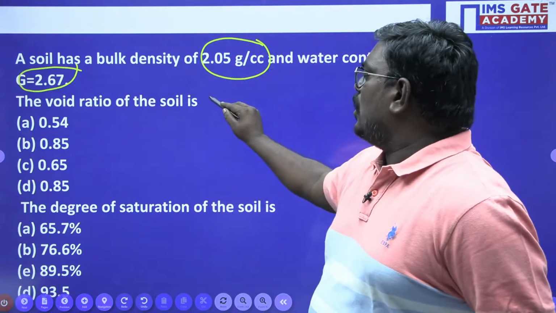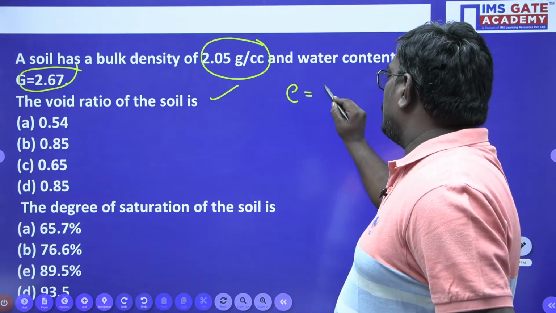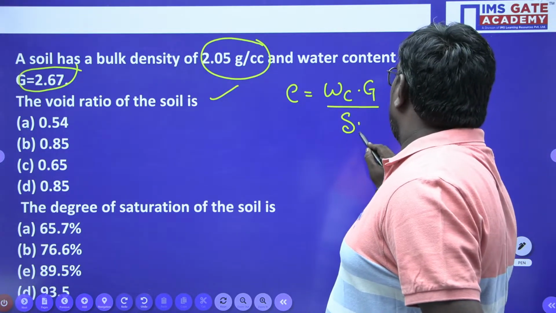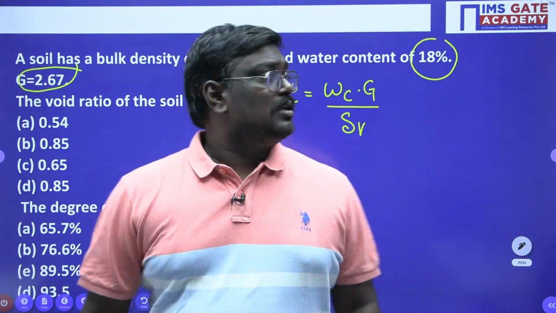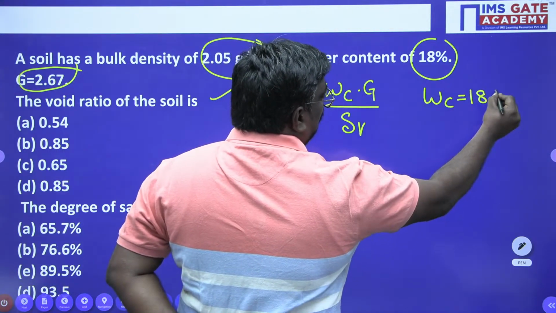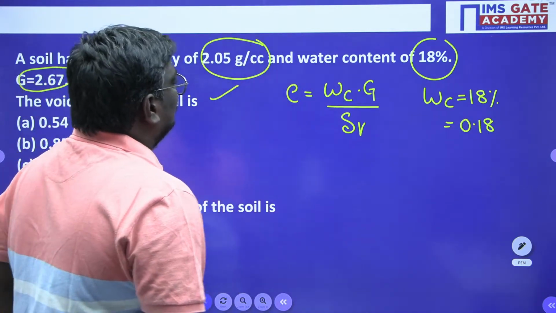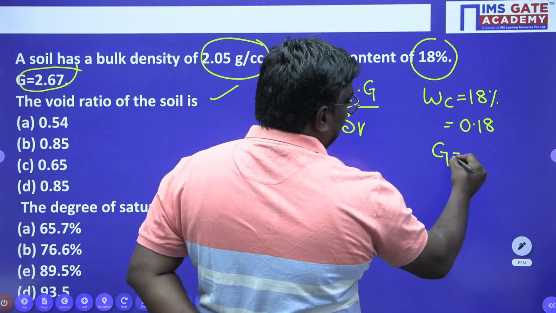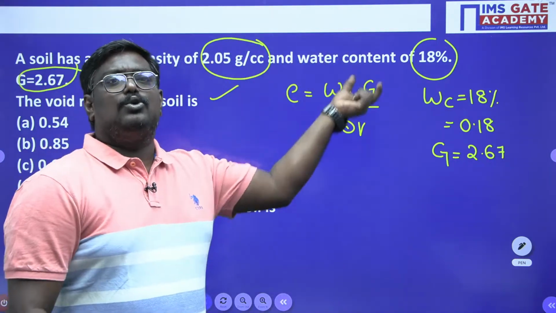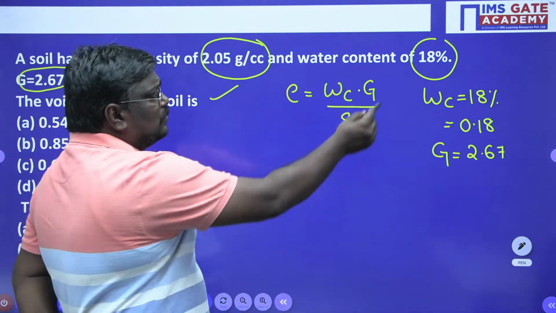The first question is the void ratio. So let us see how to calculate the void ratio. The void ratio is given by the formula e = wG/S_r. Here the water content is given as 18 percent, so this value will be taken as 0.18, and the specific gravity is given as 2.67. First of all, we should know whether we can use this relation or not.